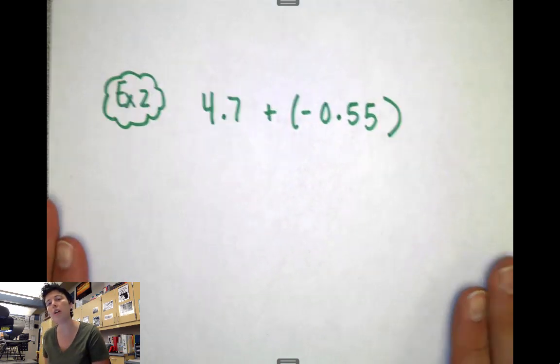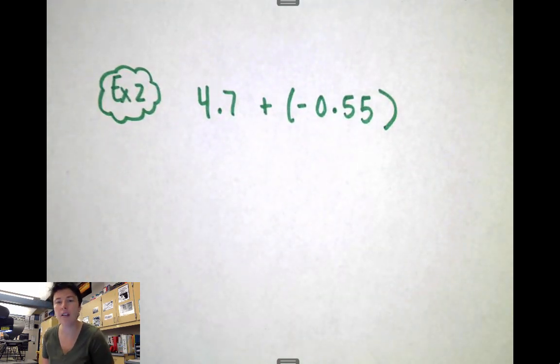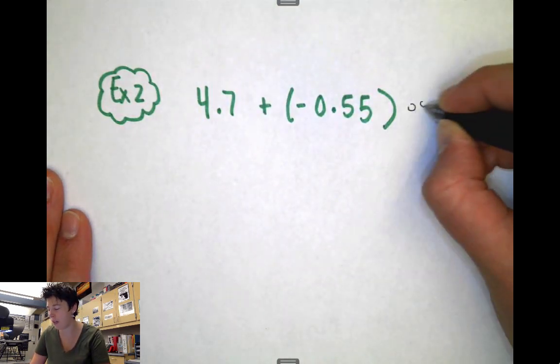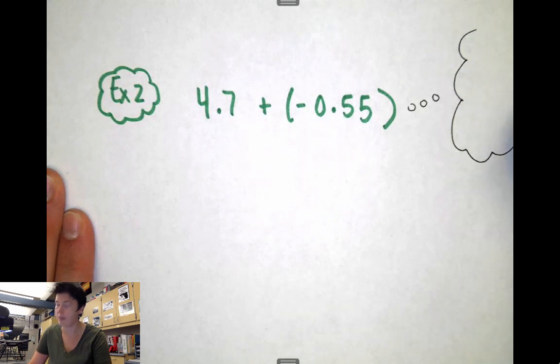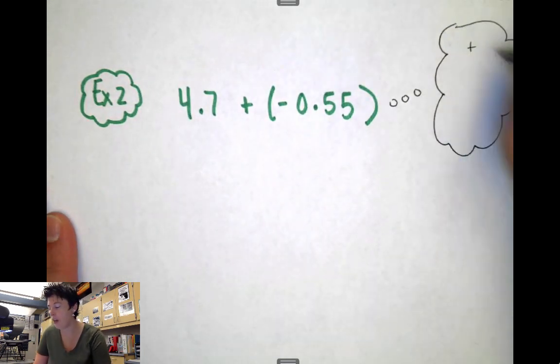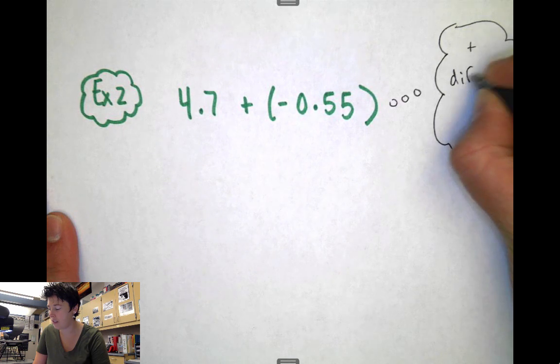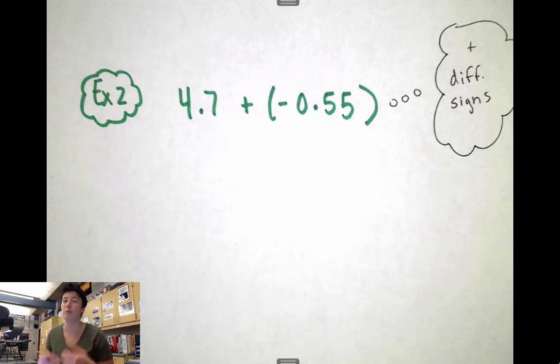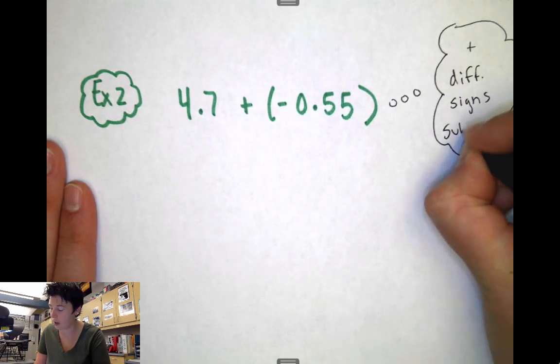Let's try another one of these problems. So example 2. What is 4.7 plus negative 0.55? Okay, so let's try this. I see a positive number and I see a negative number. So in my little thought bubble here, this time I'm seeing an addition problem, so adding, with different signs. And we know when the signs are different, you really want to subtract the values. So subtract is the key here.